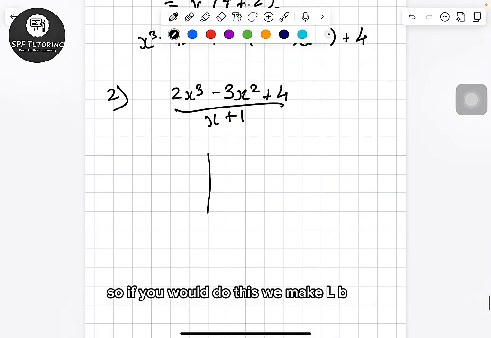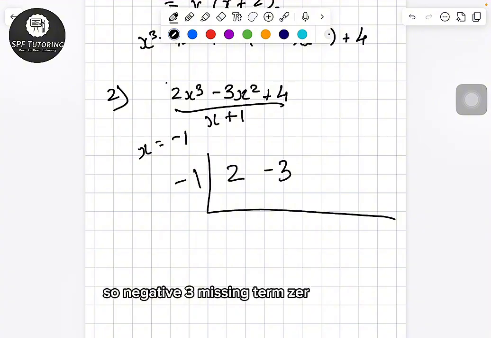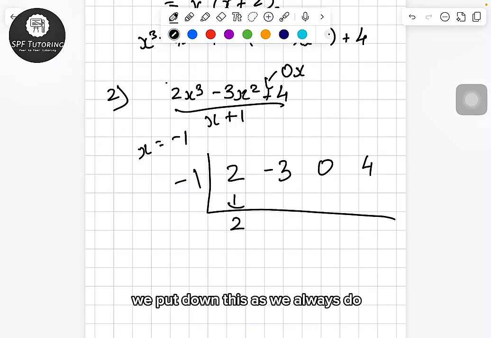So if we do this, we make our L array, and then x plus 1, so x equals -1. We put a -1 up here. The coefficient for this is 2. Then our x squared term, so -3. Missing term, 0x is 0, and then 4. We pull down this as we always do.